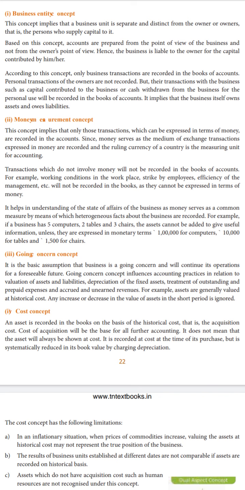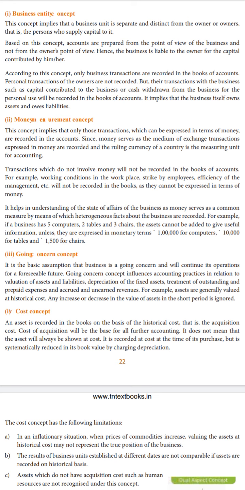The second one is the money measurement concept. Why do we call it money? Whatever transactions we enter into the accounting statements should be expressed in terms of money. Only those transactions where monetary terms are involved are recorded in the accounting statements, and that is why we call it the money measurement concept. Non-monetary aspects are not entered because accounting standards do not allow non-monetary transactions to be recorded in the accounting statements.